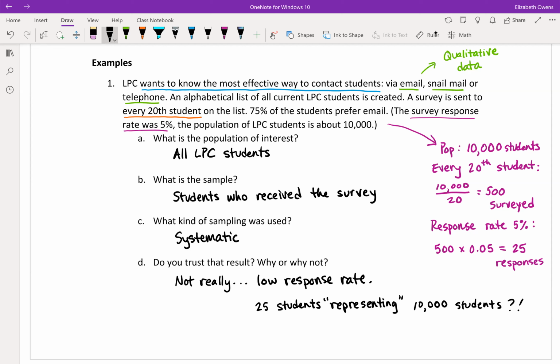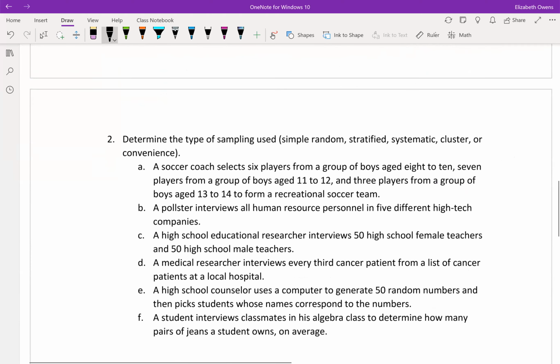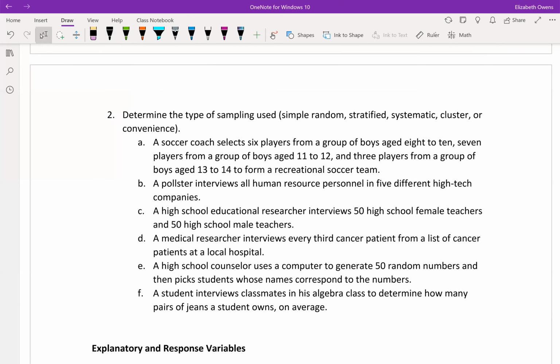Okay, now let's take a look at our next example here. In this one, we're going to determine the type of sampling used. So the ones we get to choose from are simple random sampling, stratified sampling, systematic sampling, cluster sampling, or convenience sampling. Remember that these four are pretty good random sampling techniques. Convenience sampling is not quite like the others because it usually tends to be a biased sample.